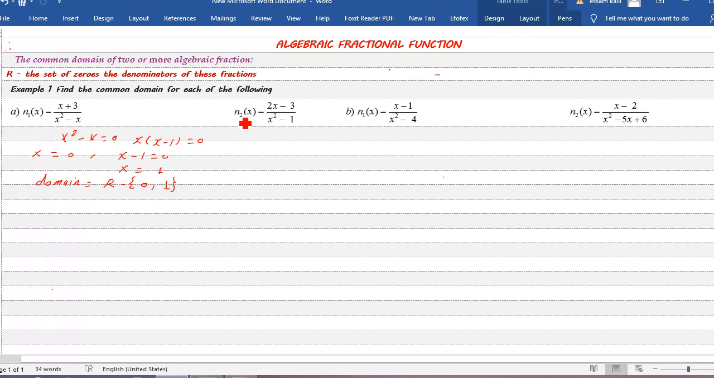Find the domain of n2 of x equal 2x minus 3 over x power 2 minus 1.